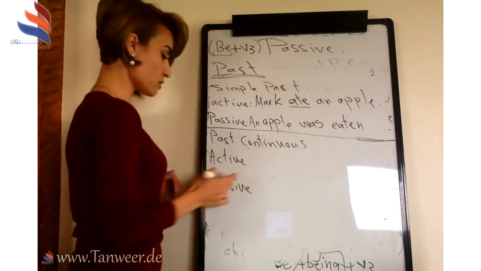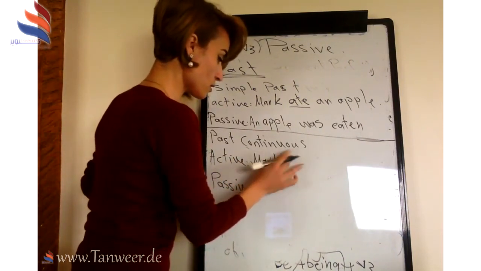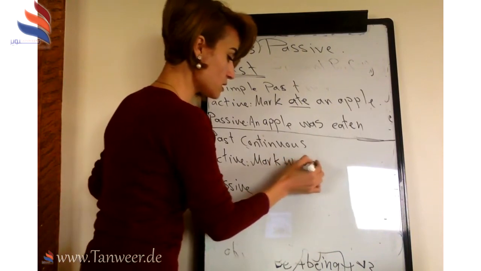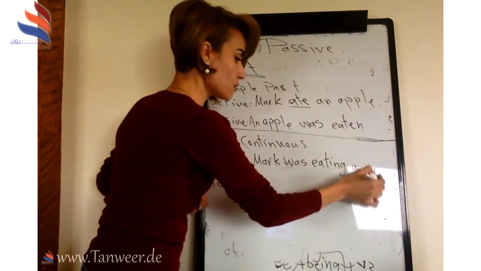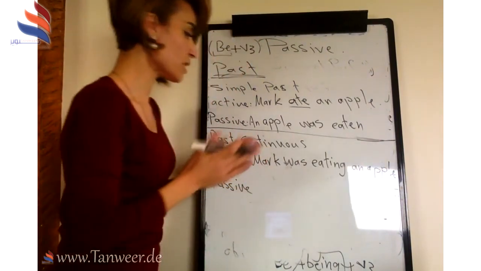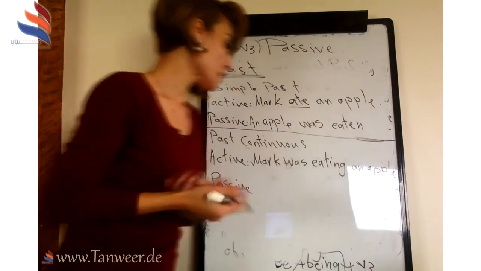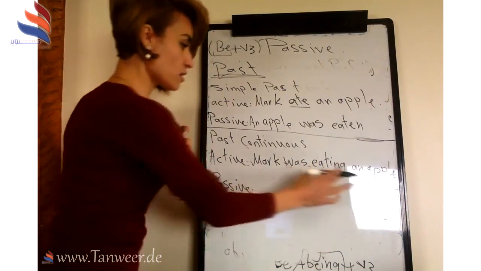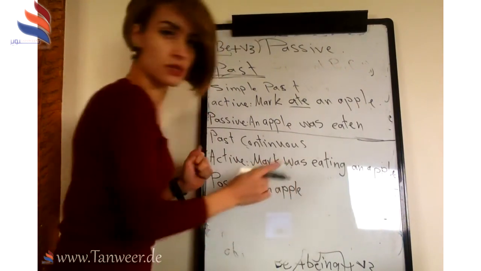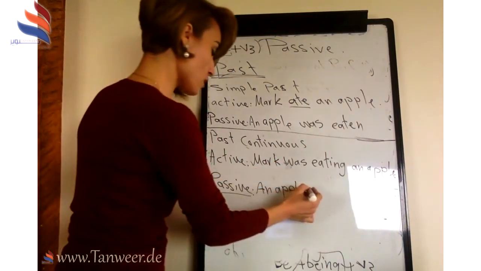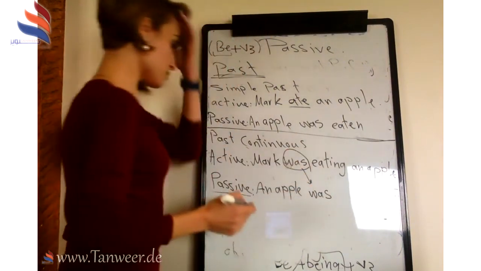Let's move to past continuous. The same sentence. Mark was eating an apple. For instance, do you remember when I said when we have two options, one interrupted the other? Mark was eating an apple when I called. So here in passive, the object, an apple, verb to be, was.